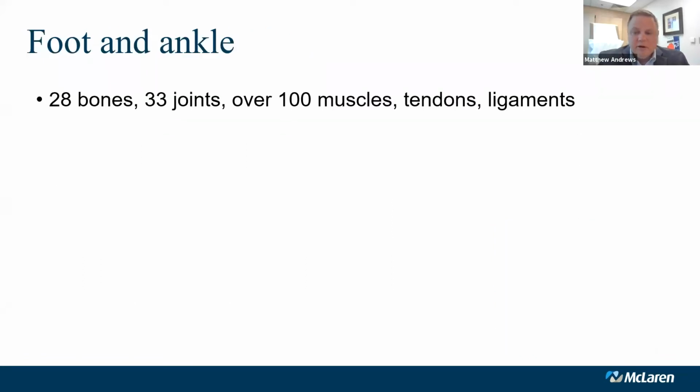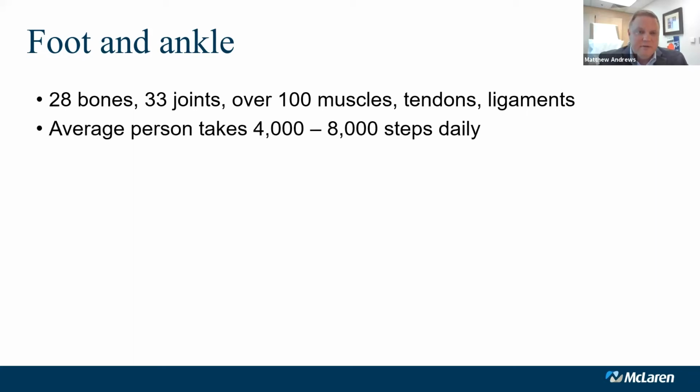So the foot and ankle, our subject of study today, there's 28 bones in the foot. This is a very intricate structure, and it's really amazing that as a normal consequence of walking, we don't have more problems than we do. 33 joints, over 100 different named muscles, tendons, and ligaments. And these are things that we all had to have memorized when I was in my anatomy training back in school. The average person takes about 4,000 to 8,000 steps daily.